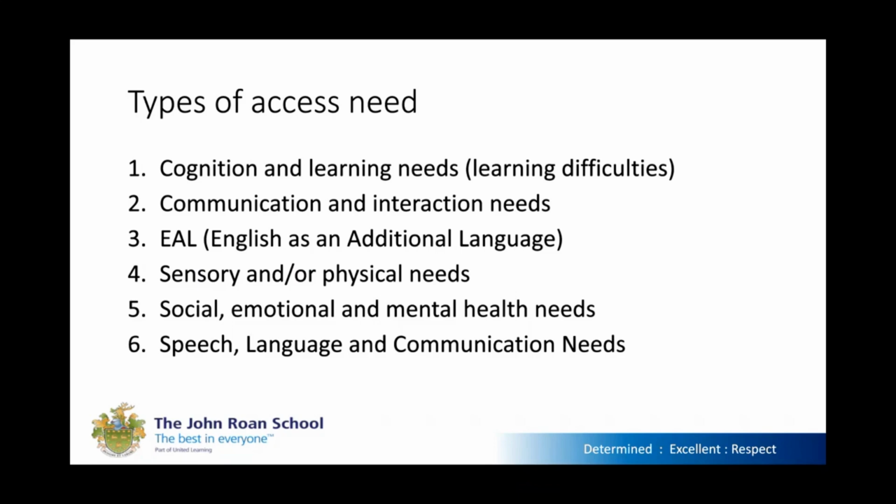So when we look at access arrangements, there are six main areas of needs that may indicate that they need an access arrangement. For example, number one, cognition and learning needs. So they are learning difficulties. Communication and interaction needs. So that might be speech and language. English as additional language needs. So that might be things like bilingual dictionaries. Sensory and or physical needs of how they access the exam. Social, emotional and mental health needs. Or speech, language and communication needs.